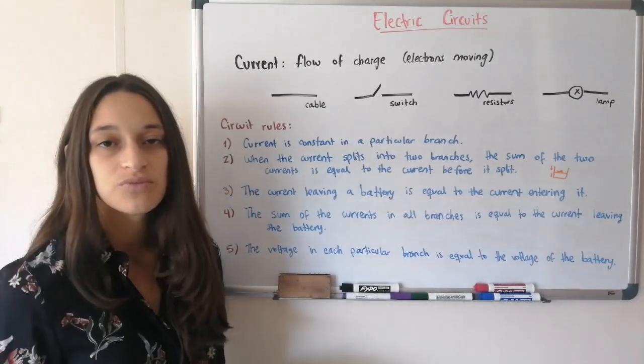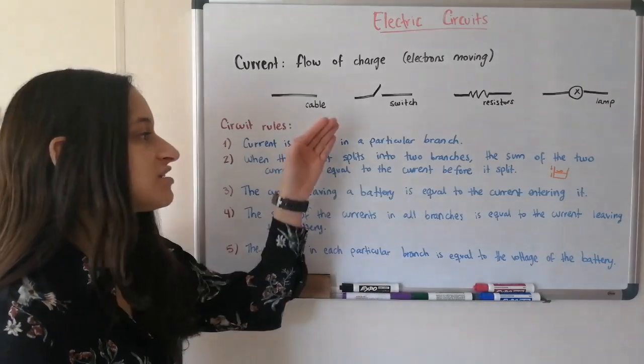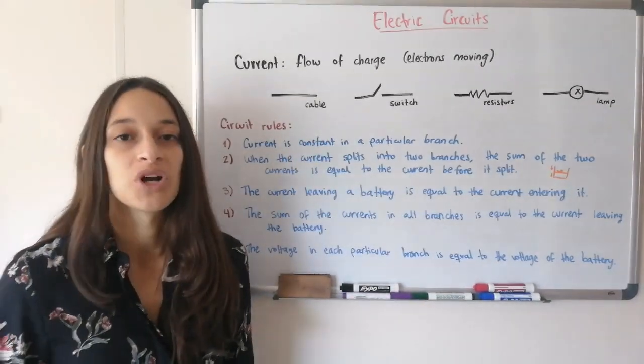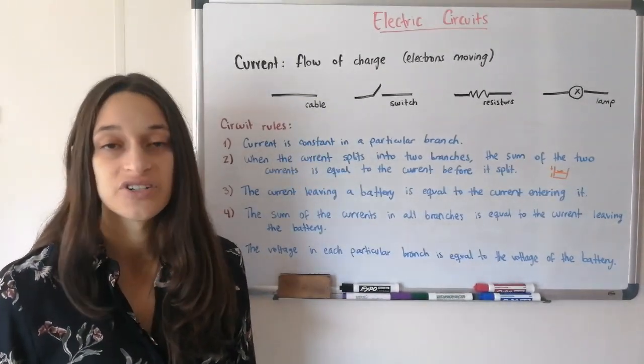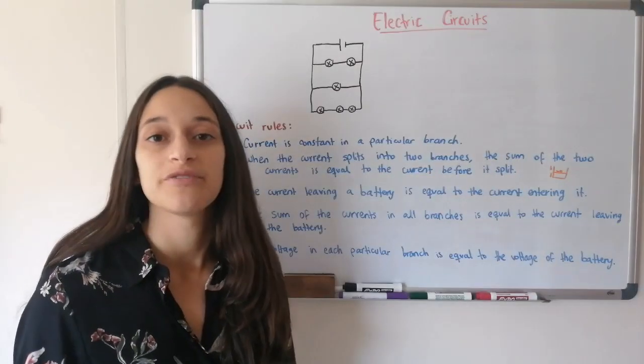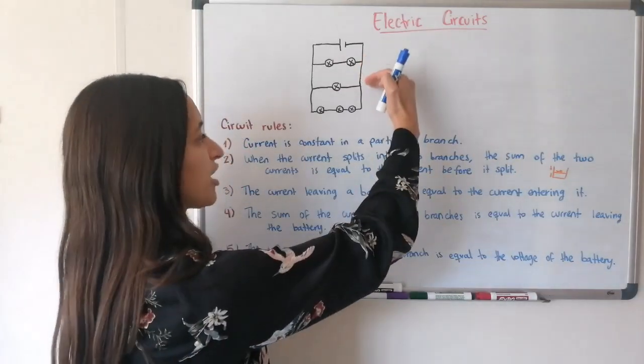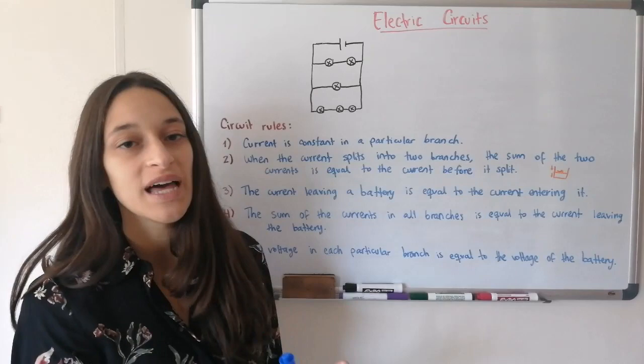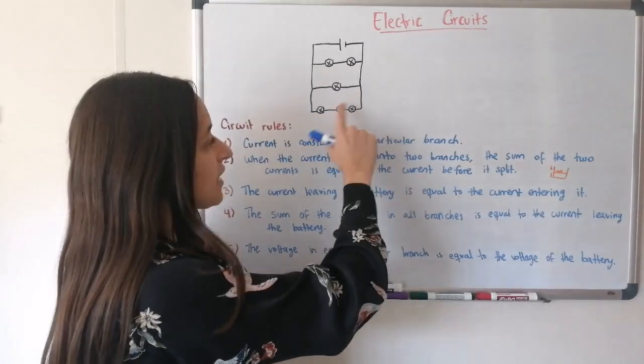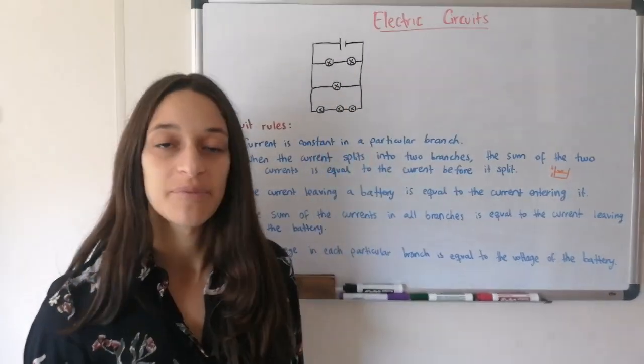So I'm going to draw an example that hopefully will make these 5 rules become more clear and easy to understand. So this is an example of a circuit that has 3 branches. The first branch has 2 lamps, the second branch has 1 lamp, and the third branch has 3 lamps.